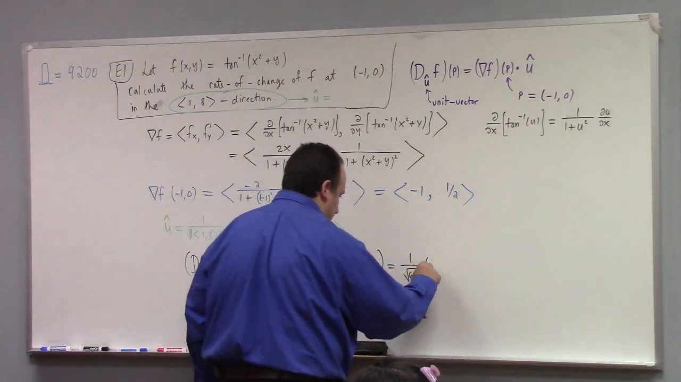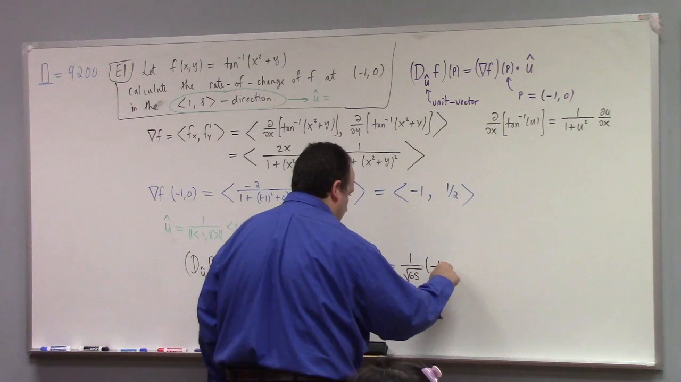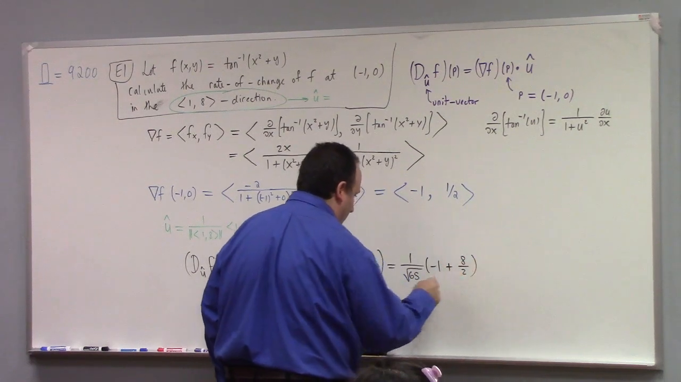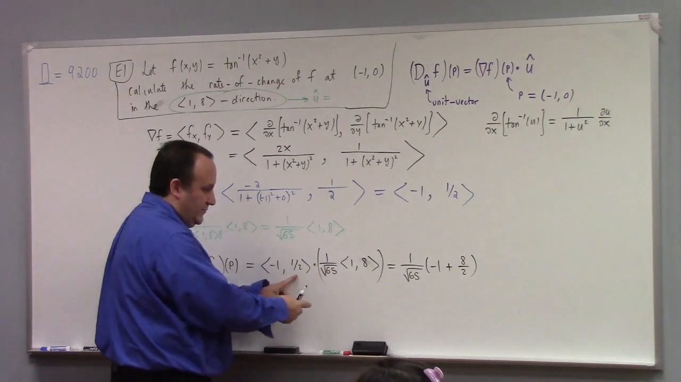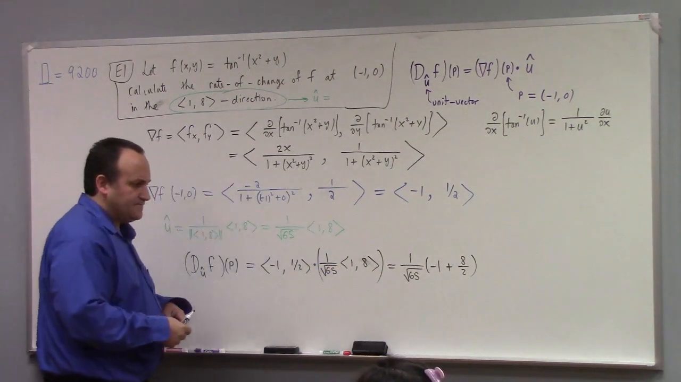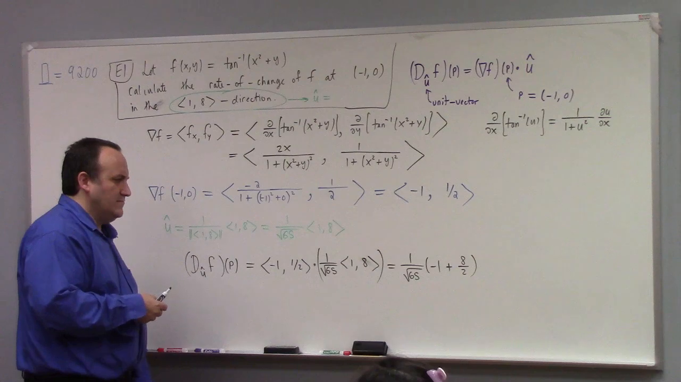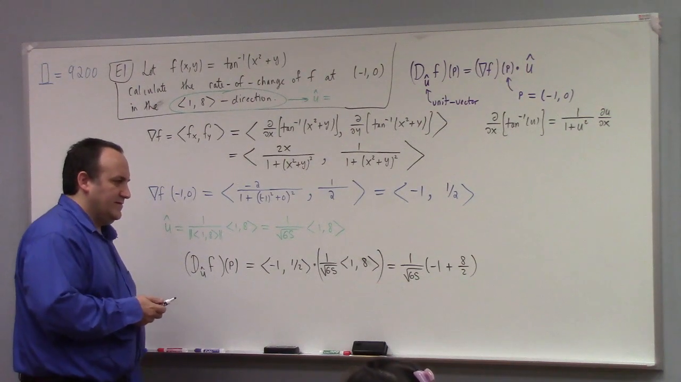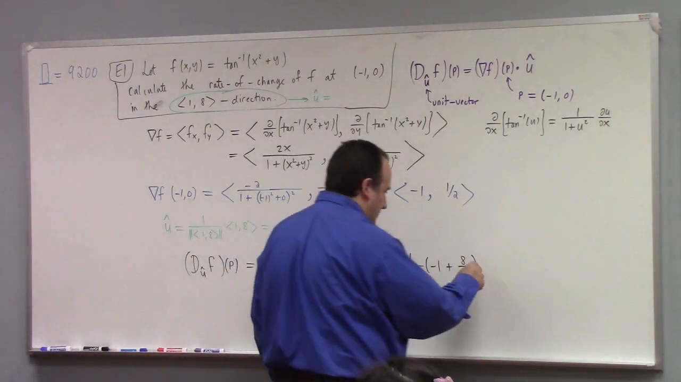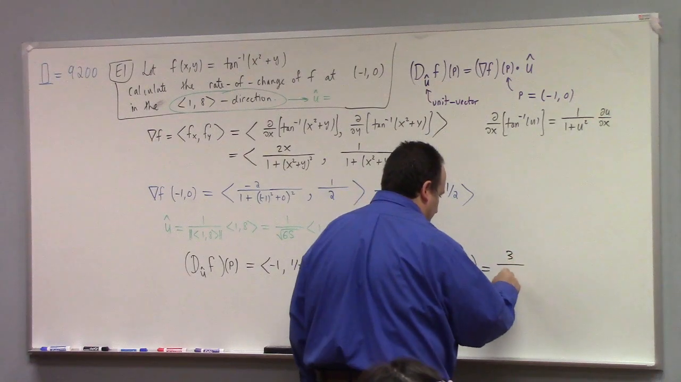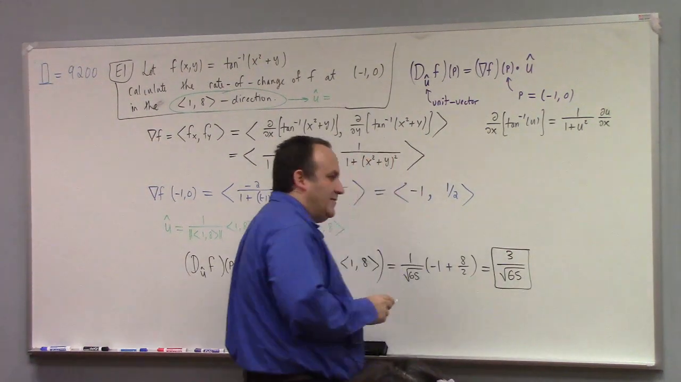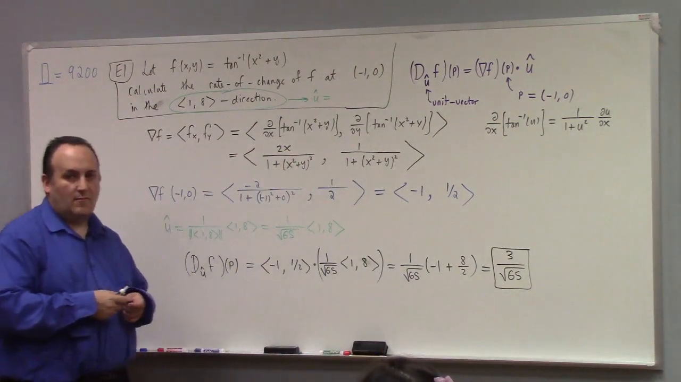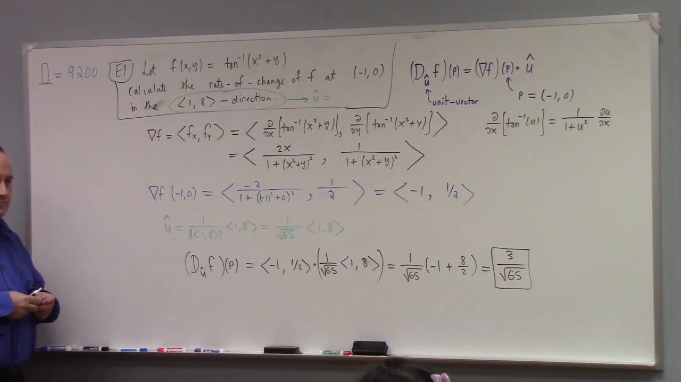We get minus 1 plus 8 over 2, because 1 times 1 is minus 1, 1/2 times 8 is 8 over 2, and of course that gives me what? 4 minus 1, so we get 3 over the square root of 65. There you go, that's the answer to this question, and this very well could be your quiz question tomorrow. Something like this, all right?